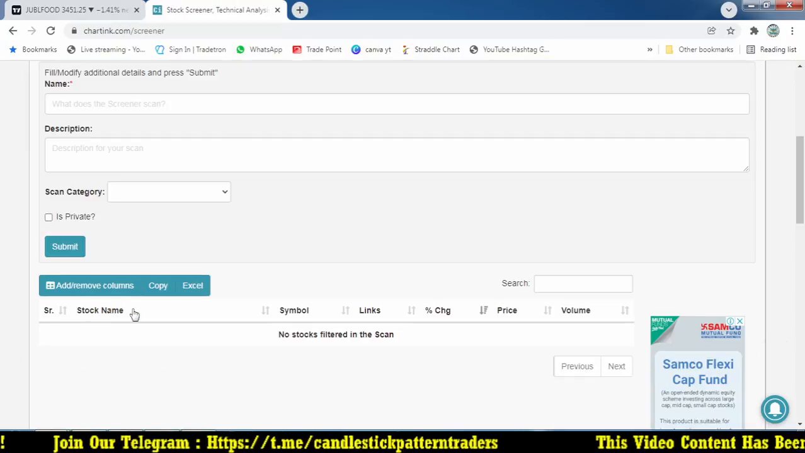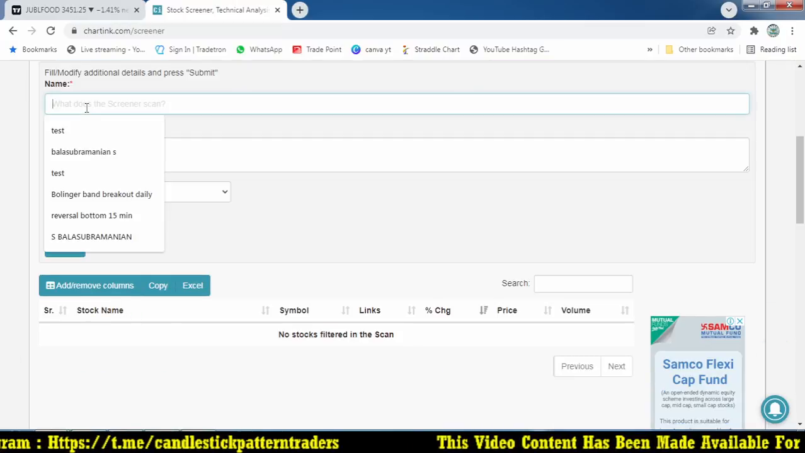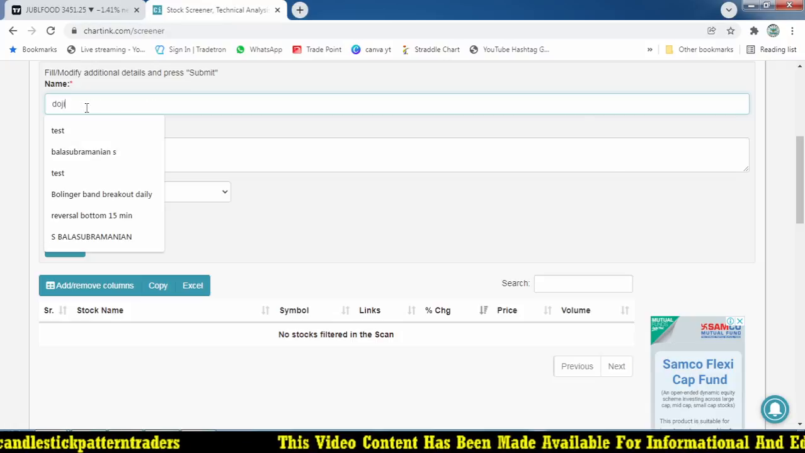If I save the scan, we'll just call it doji, and then we will modify the name.